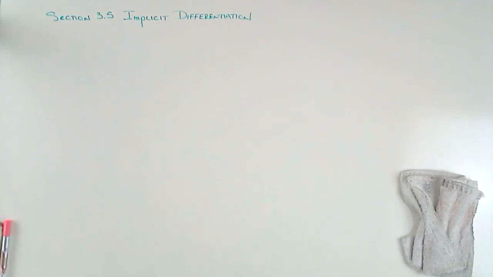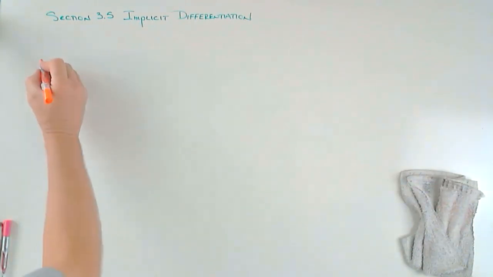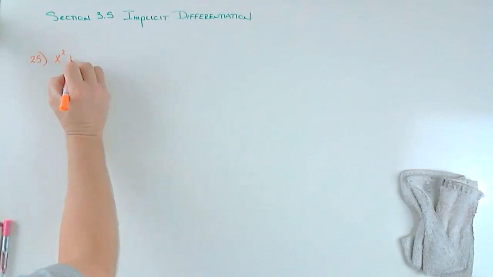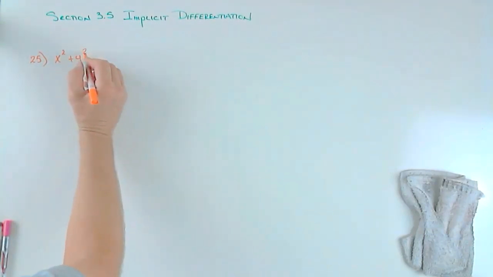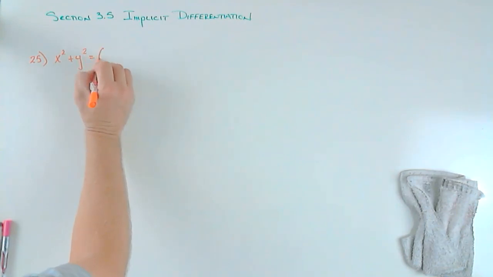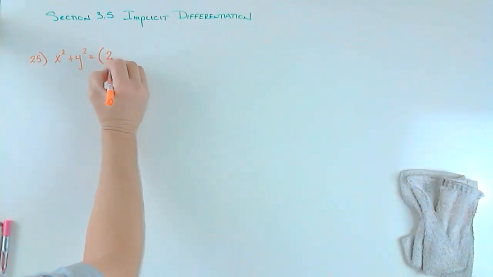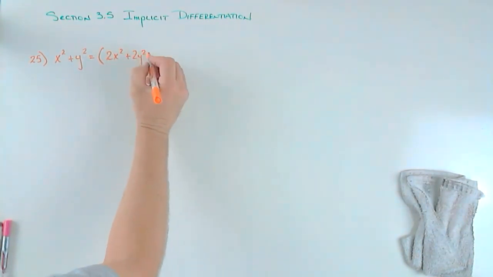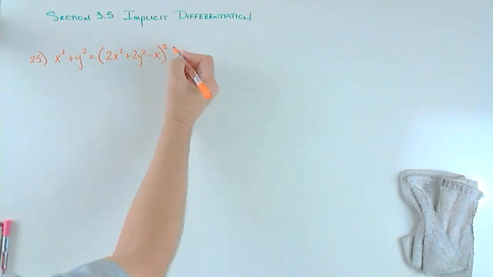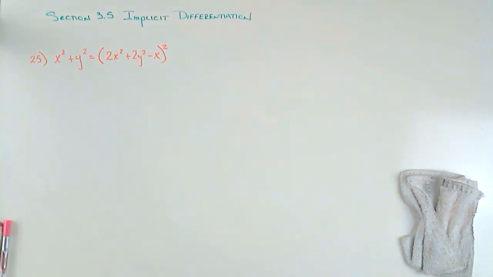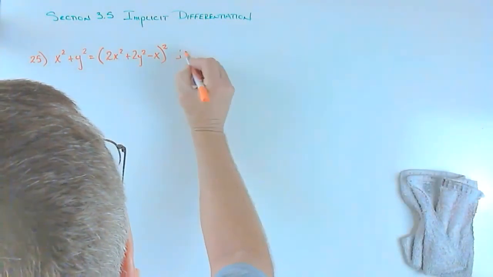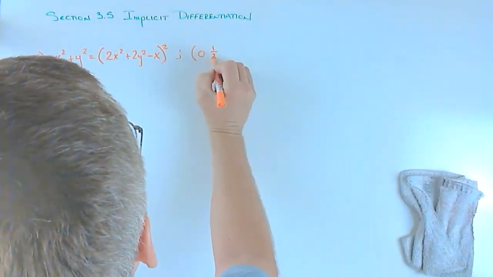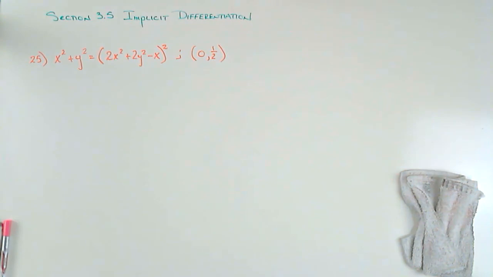So problem 25 says use implicit differentiation to find the equation of the tangent line to the curve. So here in problem 25, we're going to find the equation of the tangent line. We have x squared plus y squared equals the quantity 2x squared plus 2y squared minus x, squared. And our point is (0, 1/2). And they want us to find the equation of the tangent line.